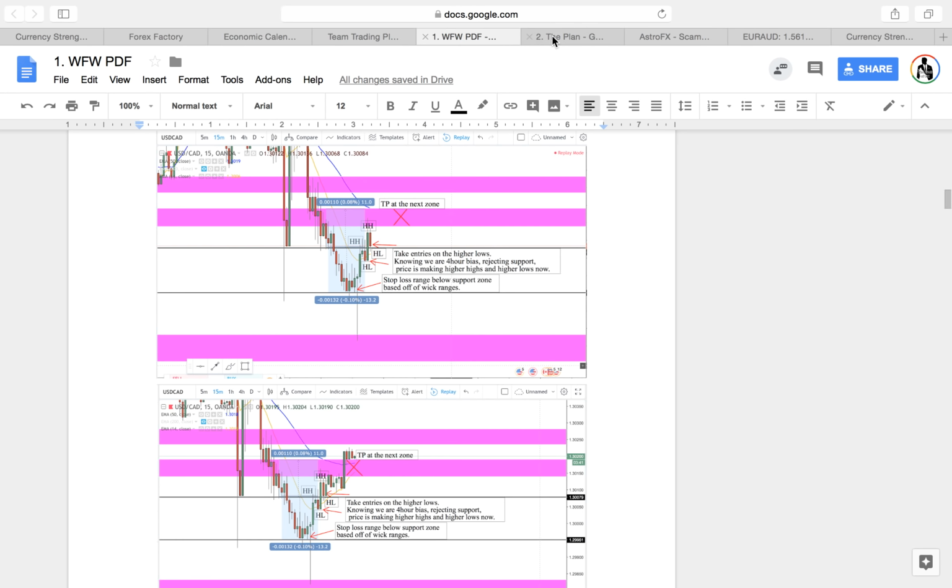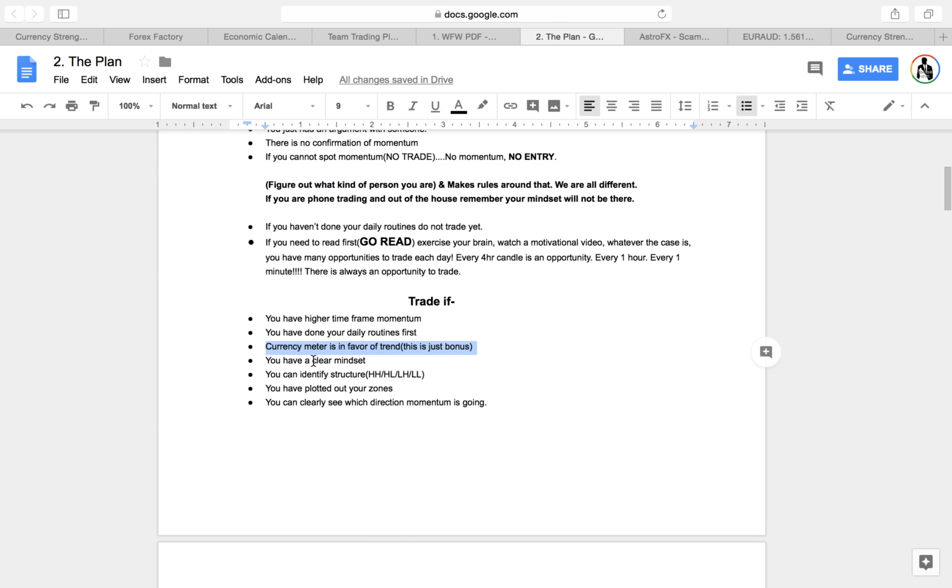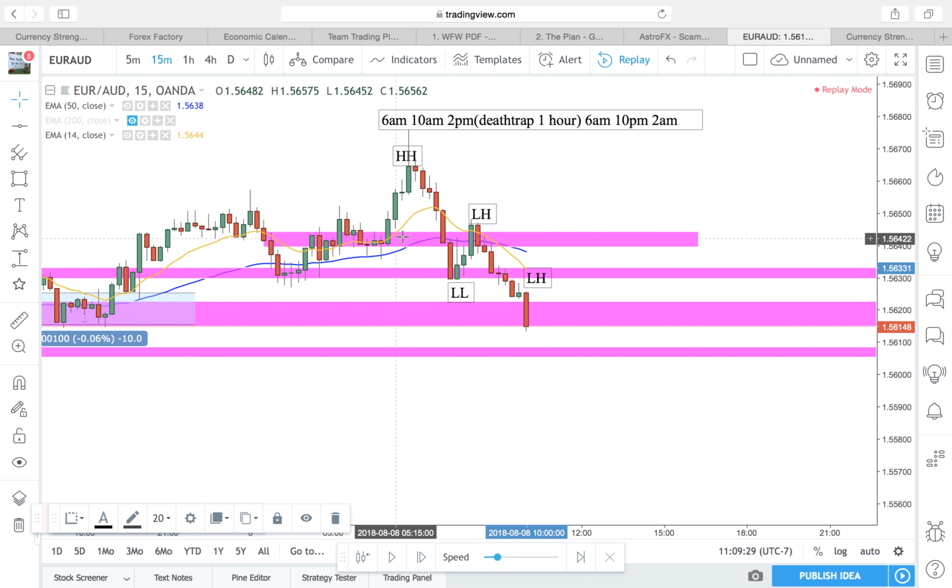Now, we're going back to the plan. You have a clear mindset. That's personal. You can identify structure. So when price is making structure, the price moves in waves. If it's going bullish, it's making higher highs and higher lows. If it's going bearish, it's making lower lows and lower highs. And depending on if you're 4-hour confirmed or not, it will continue to go in momentum.